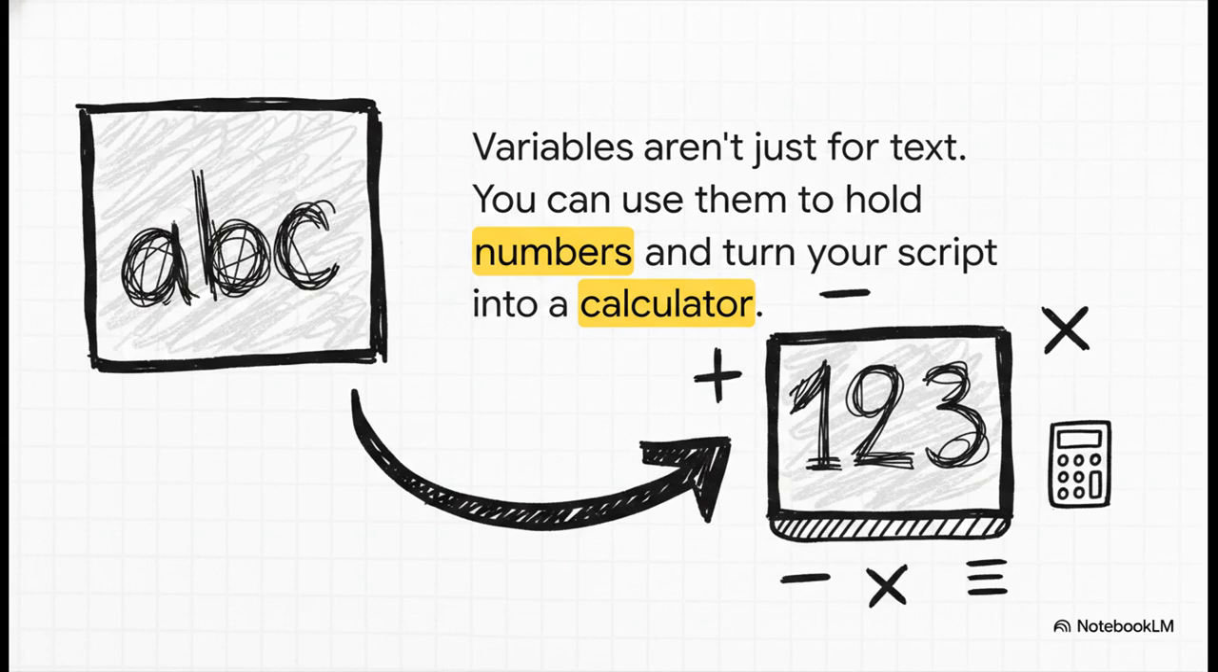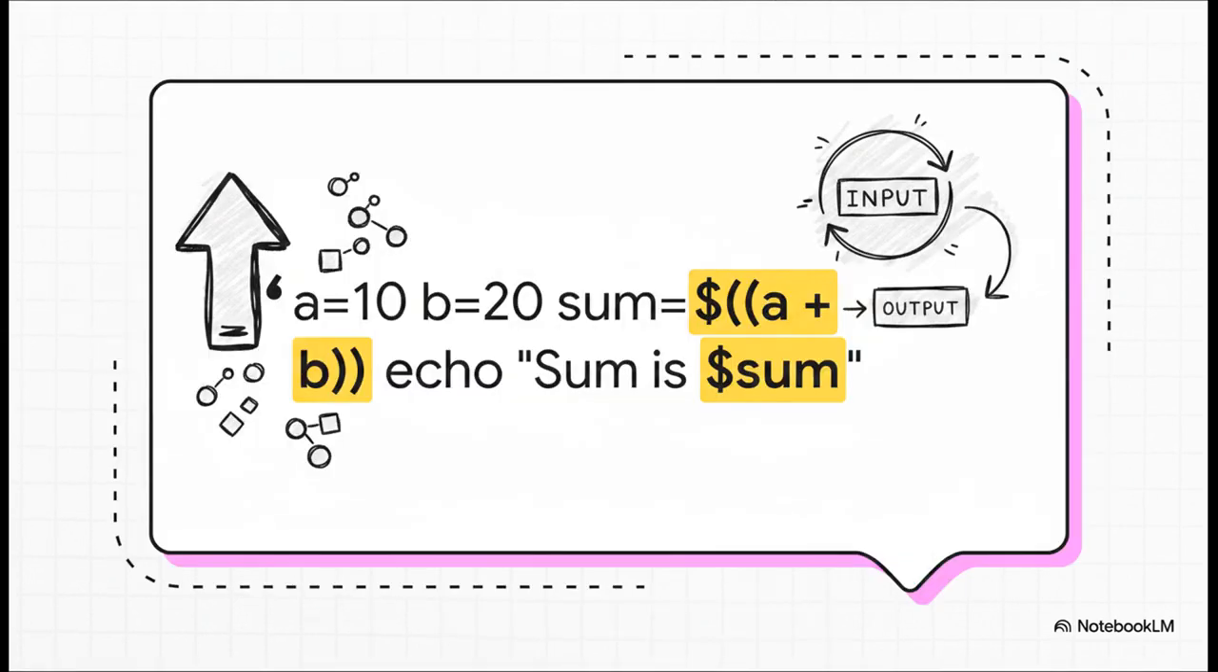You can also use them to hold numbers, which basically turns your script into a powerful little command line calculator. So here, we're putting 10 into a variable named A and 20 into B. Okay, now, I want you to pay close attention to this sum line. To tell Bash, hey, I'm not just storing text, I want you to actually do math, you have to use this special syntax, a $ sign followed by 2 parentheses, like $((A + B)). That's the signal to Bash to treat everything inside as a math problem and give you the answer.